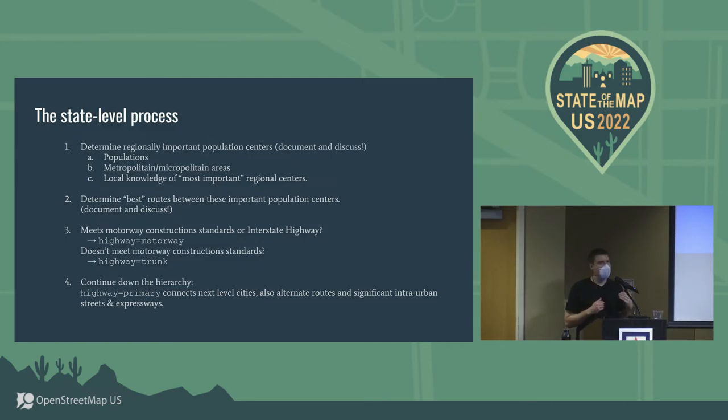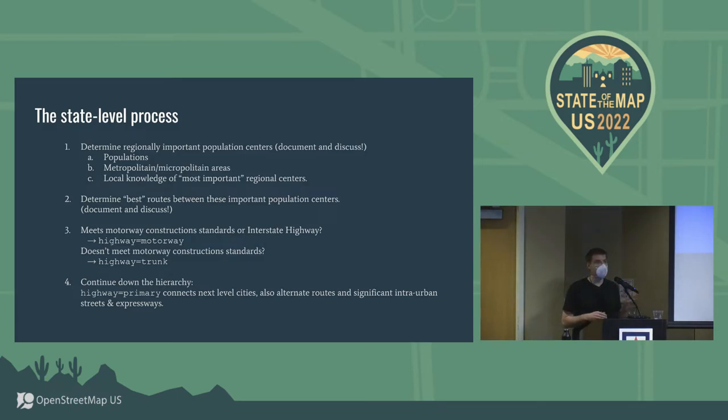The process we develop is that all of these data are useful, but we can't rely on them. So we need to do something a little bit more human-centric, which is to determine what are the most important regional population centers, and then what are the best ways to get between them. And that can really define our top-level motorway and trunk network. And then from there, we can work down.